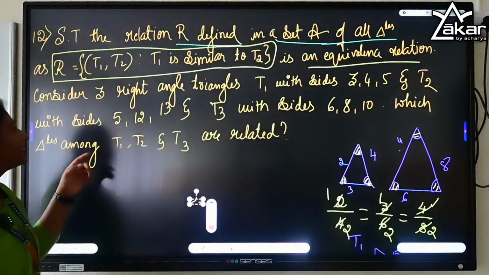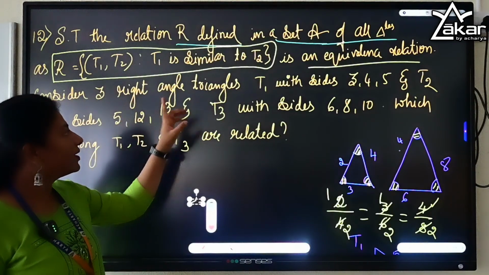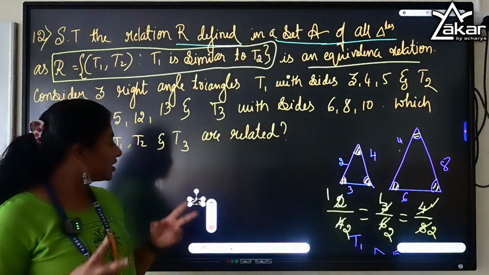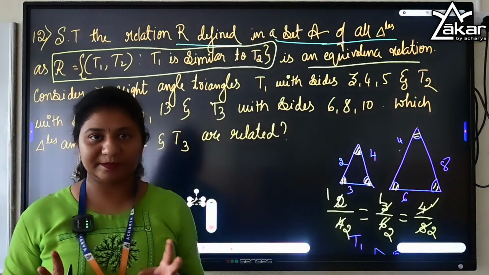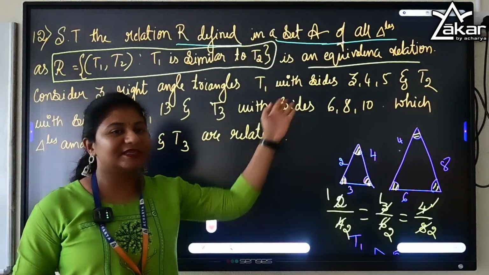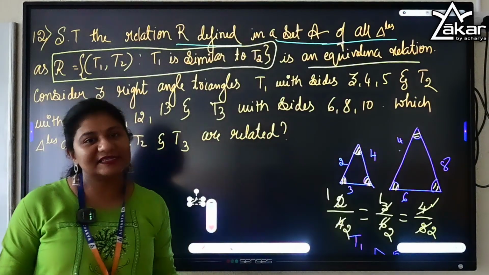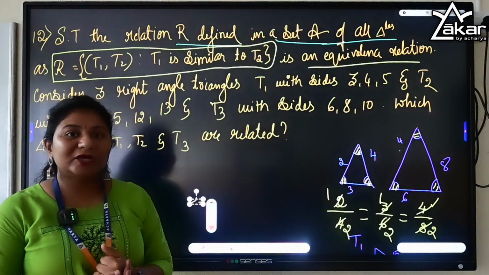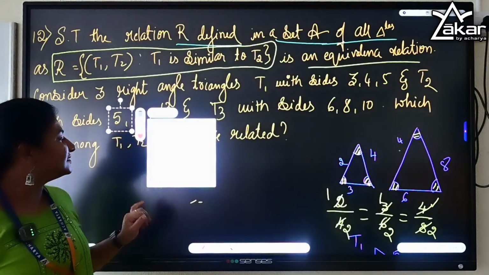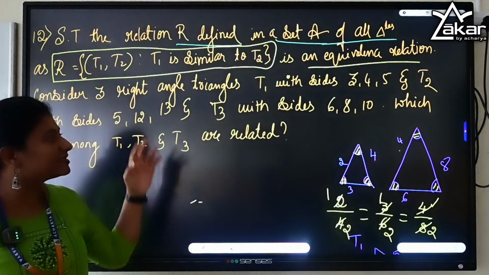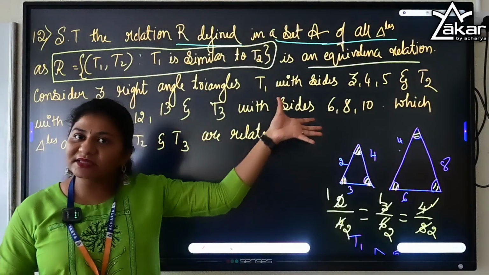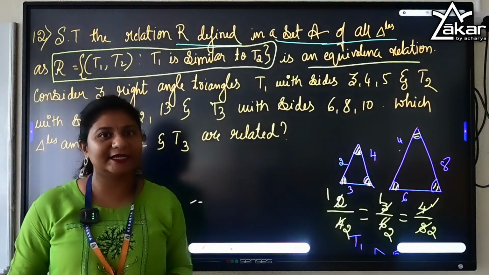So which are those triangles? Triangle 1, triangle 2 and triangle 3. According to this, we need to show which two triangles are similar. Obviously we can say that T1 and T3 are similar. Why not T2? Because it has the set 5, 12 and 13, which cannot be divided to match T3 and T1. By seeing that only, we can understand which two triangles are similar.